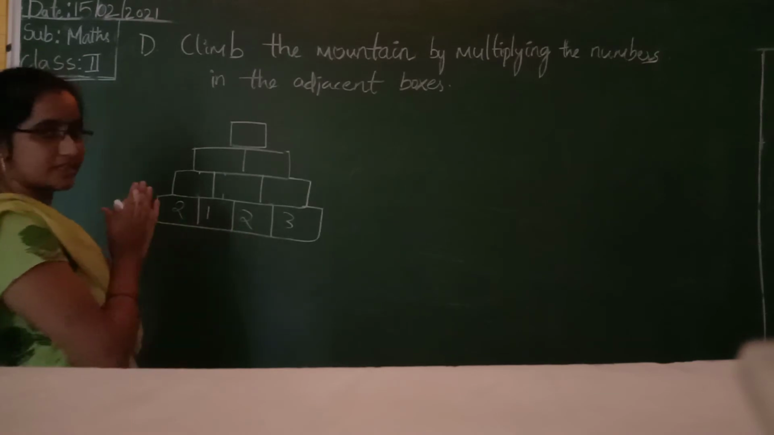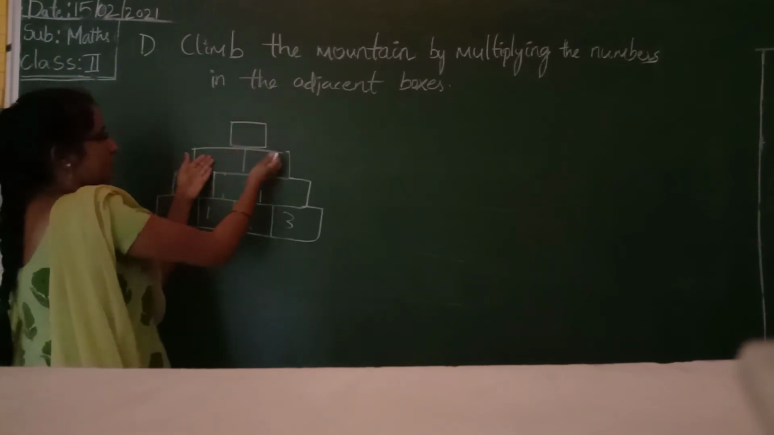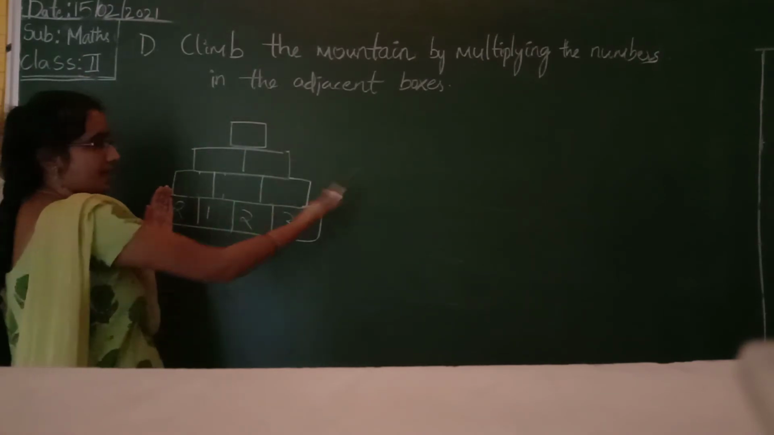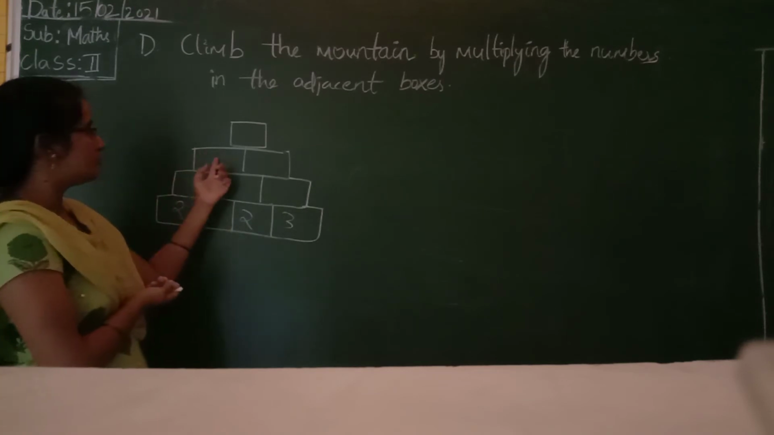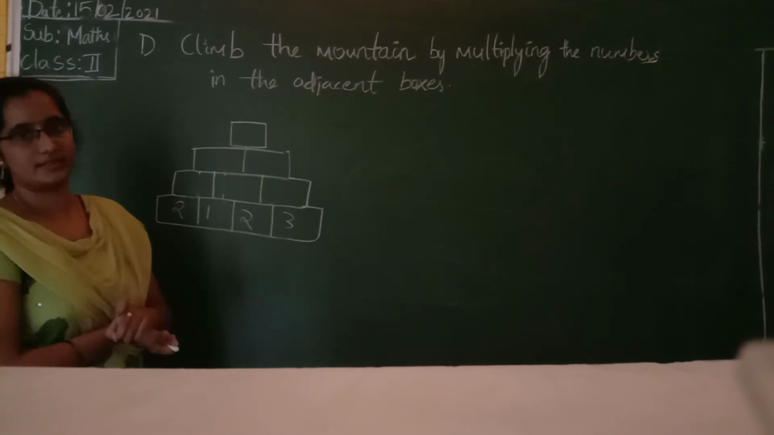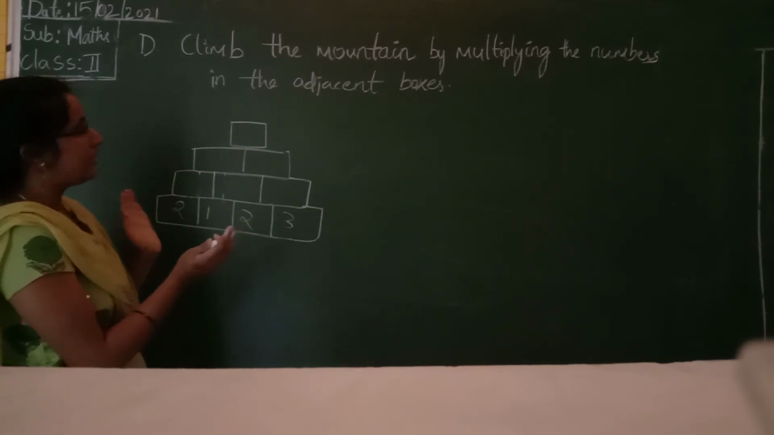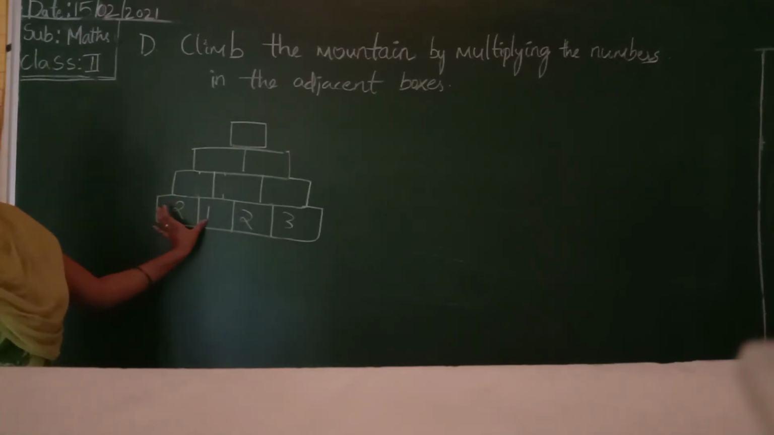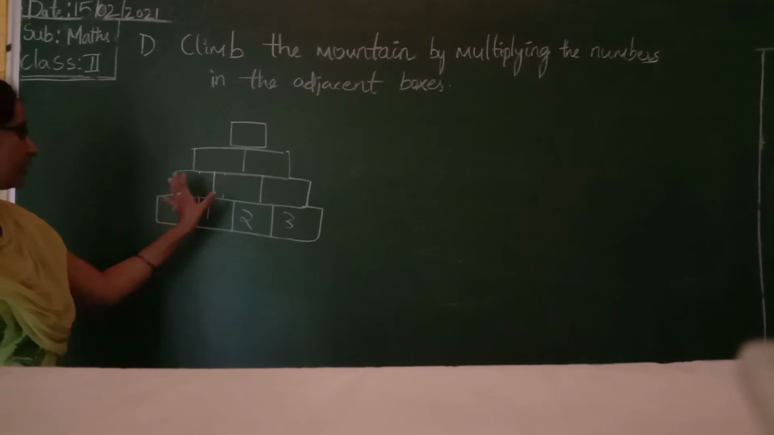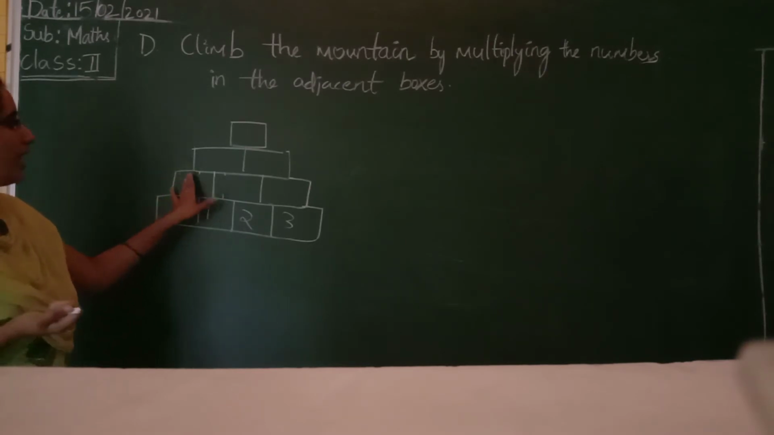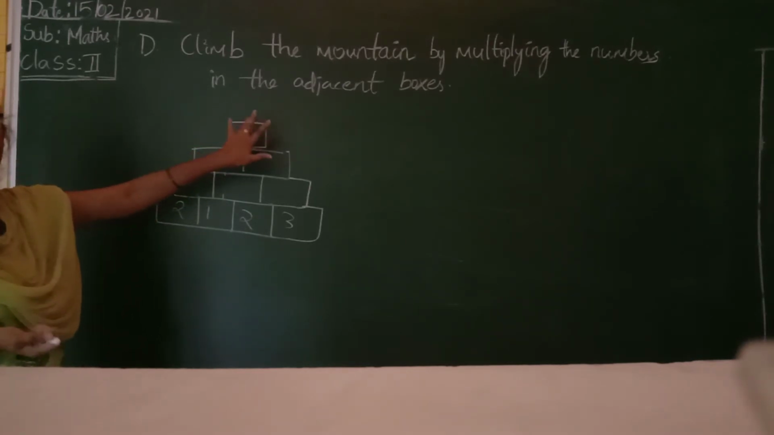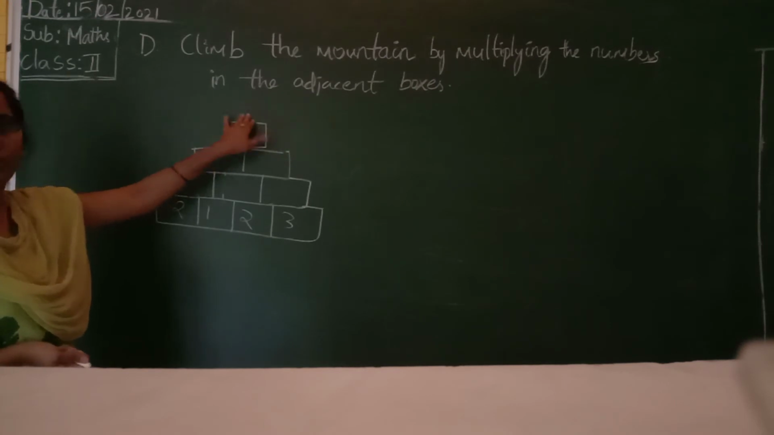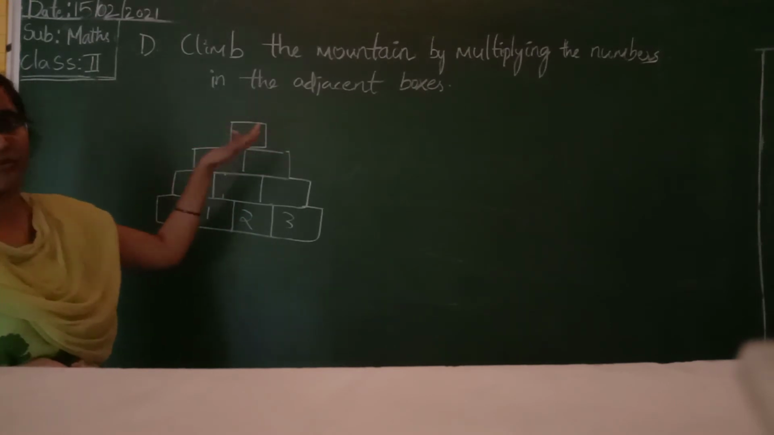The adjacent boxes are nothing but the sides, side by side. So these two are adjacent boxes. They said to climb the mountain by multiplying the numbers. You have to multiply these adjacent box numbers and write the product here, and completely climb to the mountain top, going up by multiplying the adjacent boxes.